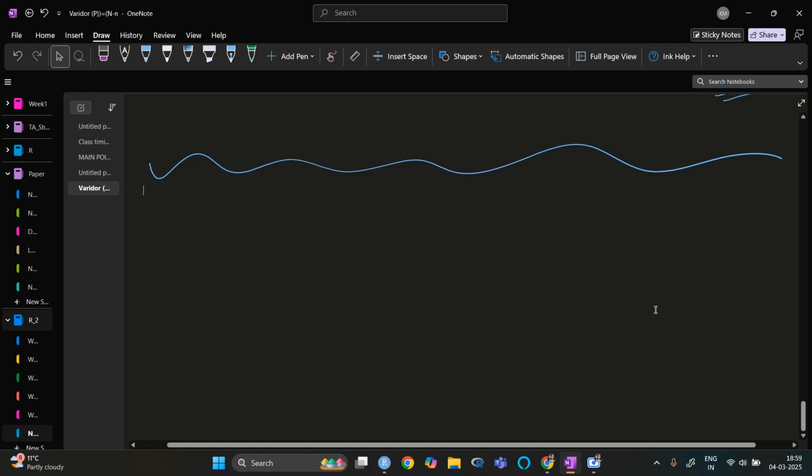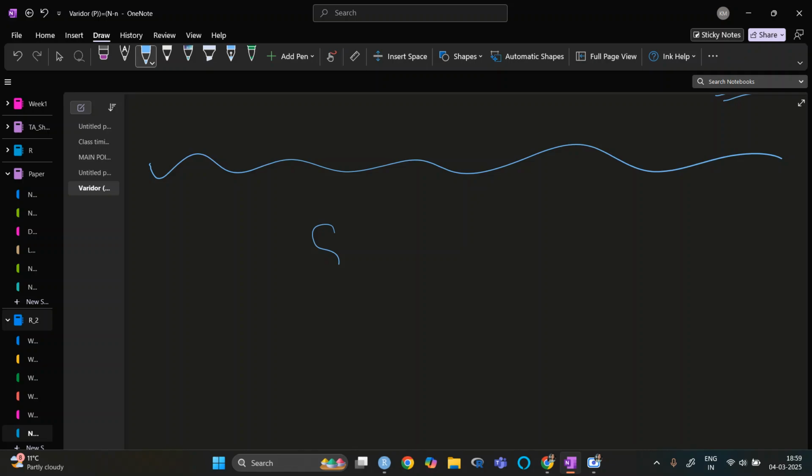Okay. The next is stratified random sampling.